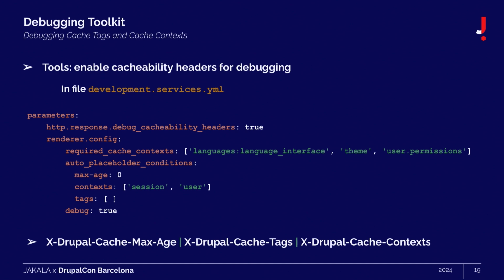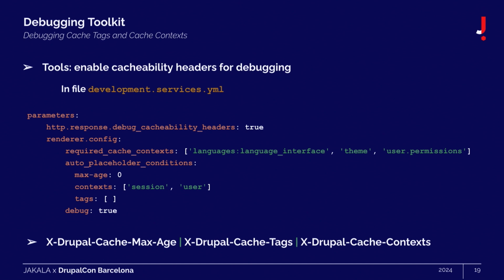Next thing is cache context and cache tags. Here, if you would like to debug it, of course, locally, we can use development.services.yml. We can enable it from settings.php, and we can include this array there. It must be all of it. And then first, under parameters, first one http.response.debug_cacheability_headers: true.